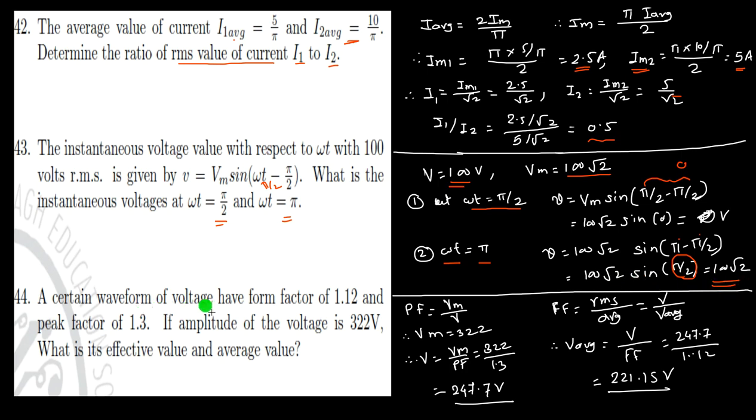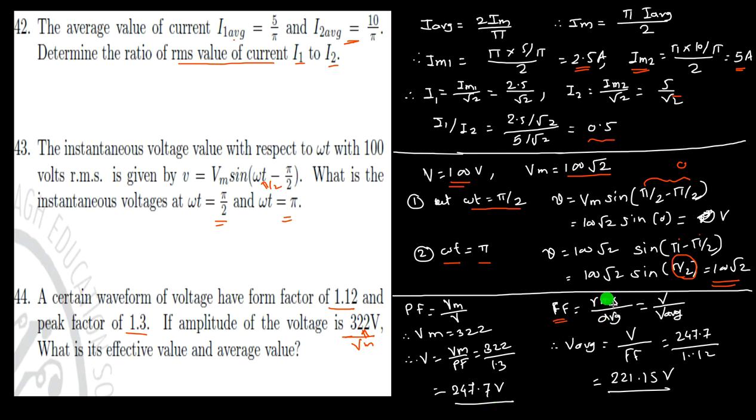In a certain waveform, the voltage has a form factor of 1.12 and the peak factor is 1.3. The amplitude, that is the maximum value, is given as 322 volt. What is the effective value? So Vm is 322 volt and the peak factor is Vm upon V. From this, V is equal to Vm upon peak factor, 322 upon 1.3, which gives you 247.7.